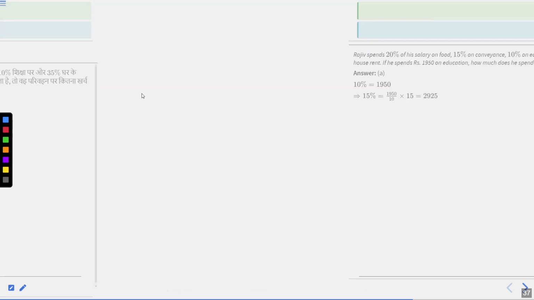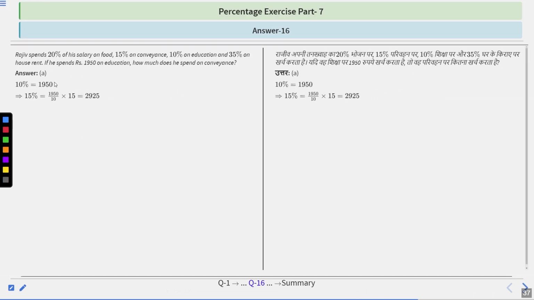Time's up. Let's see the solution. It is given that 10% is equal to 1950. So convenience is 15%. It is given that Rajiv spent 15% on convenience. So what will be 15%? 1950 by 10 multiplied by 100, which is 2925. So A is the correct answer.